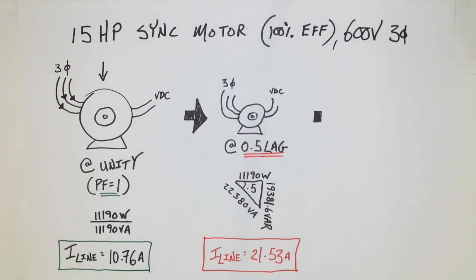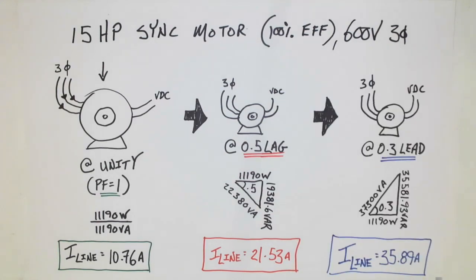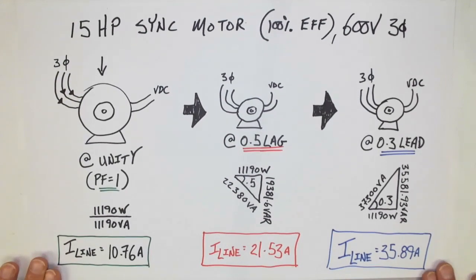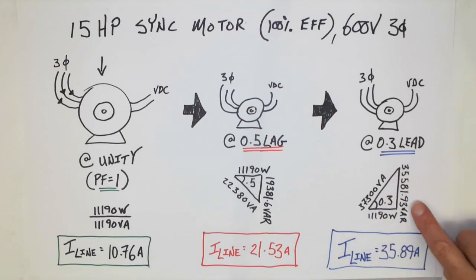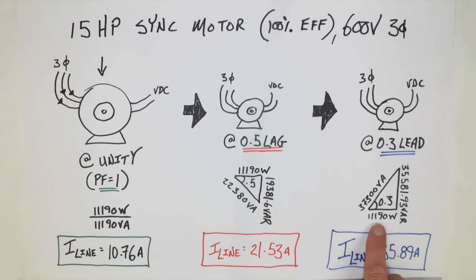So if we were to adjust the DC excitation and swing it the other direction, what we would then notice is that, yeah, of course, the current's going to go up, and we can make it go up by an extreme amount. This is 0.3 lead, so this is really extreme. Notice the leading VARs. Notice the direction of the triangle. It has changed. It's now a leading VAR item. Is it still consuming watts? Yes, it is. 11,190. Has not changed in any of the three examples here.